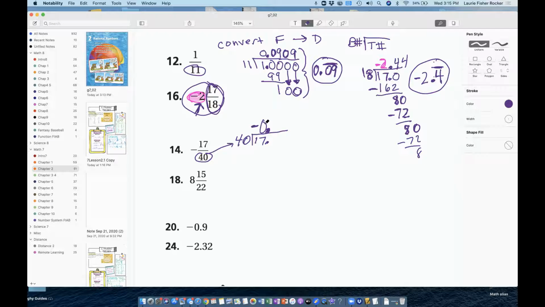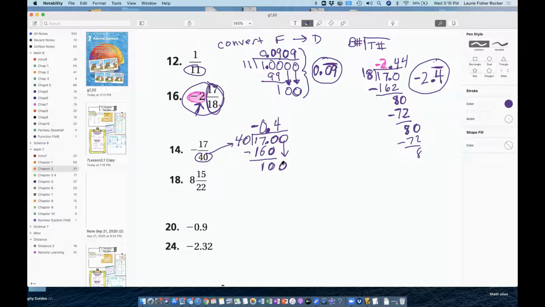Okay, 40 doesn't go into 17, so add a 0. Oh, let's try 4, because 4 times 40 is 160. And I know that, it's just like 4 times 4 is 16, but I had an extra 0, so that's why I do that. Subtract, that's 0. And now I bring a 0 down. So when I have a remainder, I have to bring another 0 down.